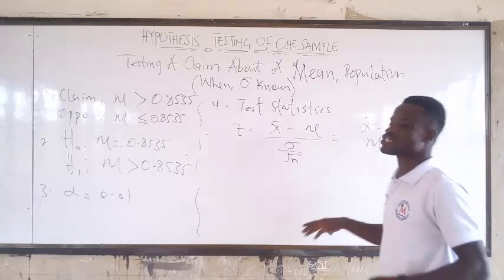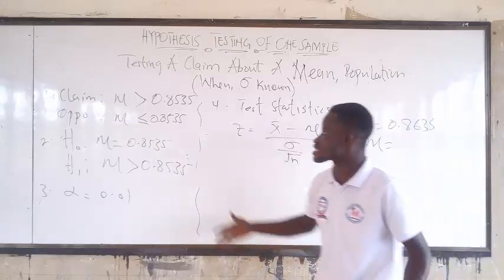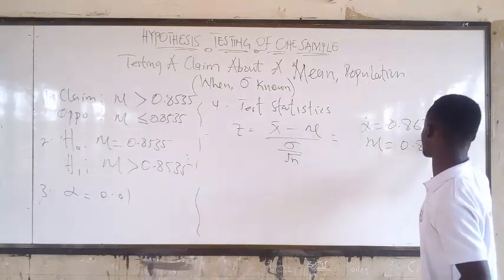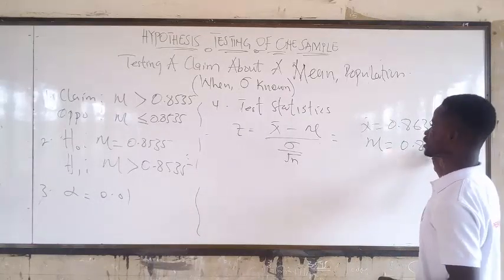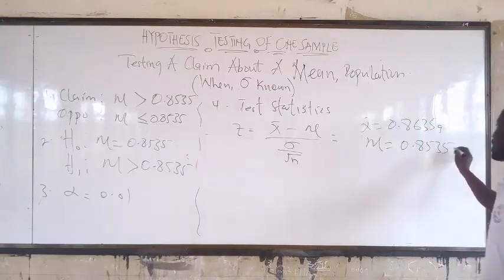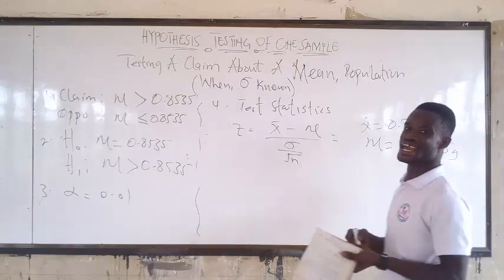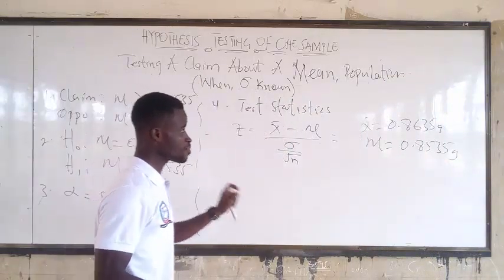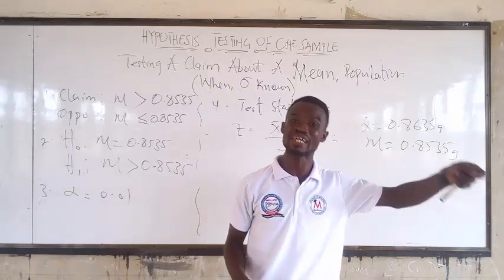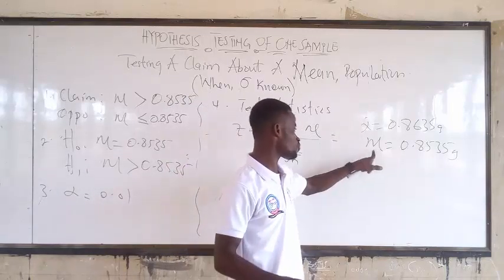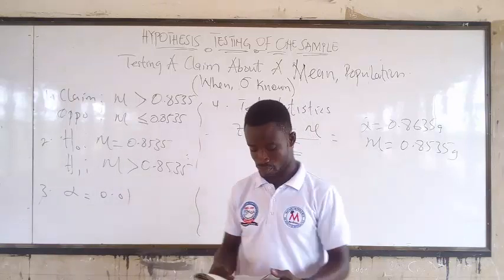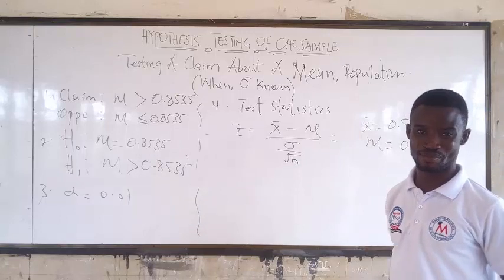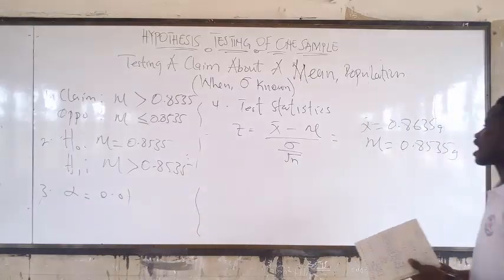And the mean in the formula is where the claim is, right? This is the claim, so that is 0.8535. This mean is always where the claim is. Don't forget, always where the claim is. And the point estimate is where in the question you will hear the mean, but the question will not tell you "point estimate for the mean." Good. So after this, what do we have?